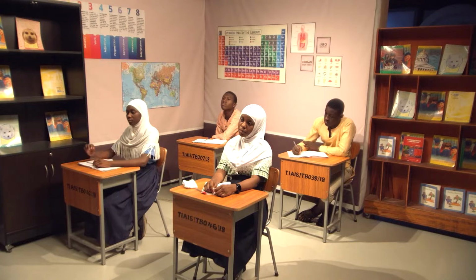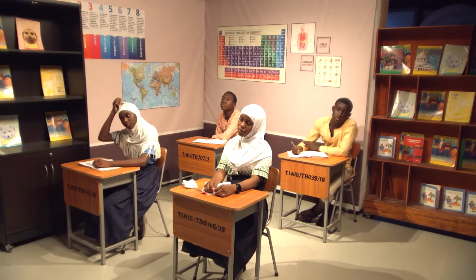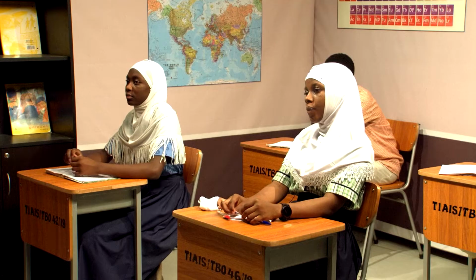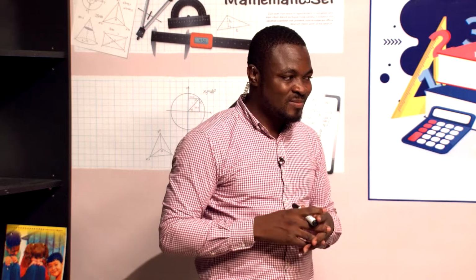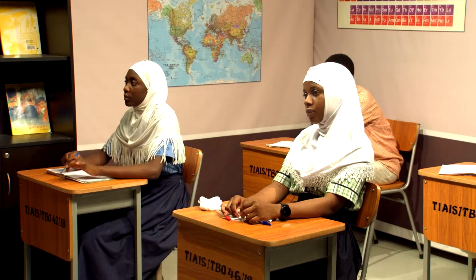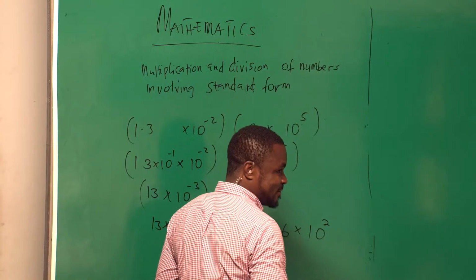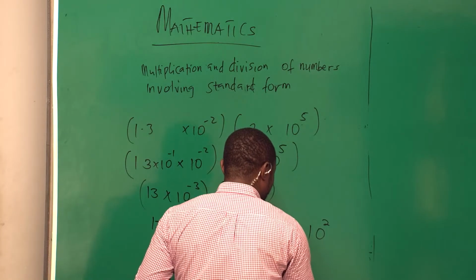But are we right to leave it there? What do we do next? Asifa, what do we do next? Sir, please, we jump the point to the... Are we right to leave it 26 times 10 exponent 2? So what do we do to change it to proper standard form? Sir, you jump the point to the... So here, where should the point be? Sir. So it becomes 2.6.